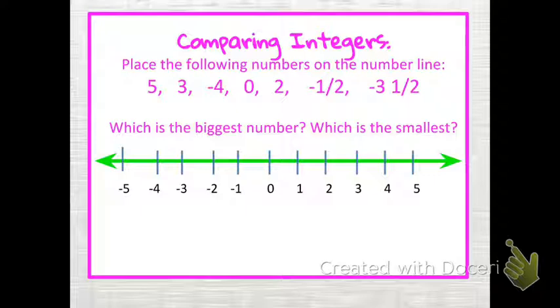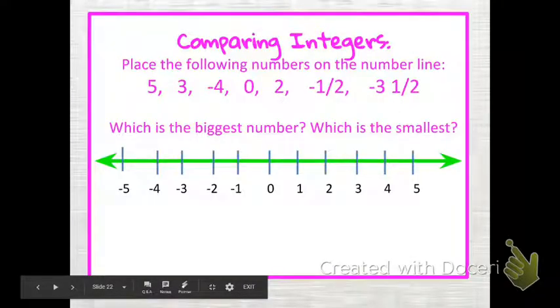So let's look at this one to start with. We have these numbers: 5, 3, negative 4, 0, 2, negative 1/2, and negative 3 and 1/2. This is the cutout that you have. It says to figure out which one is the biggest and which one is the smallest. So we're going to start by doing something very simple. I want you to make a little T-chart. You're going to do this underneath your cutout because you don't have room on the cutout.